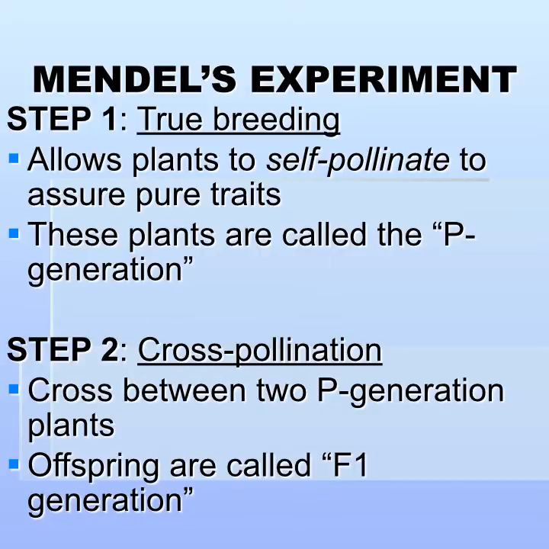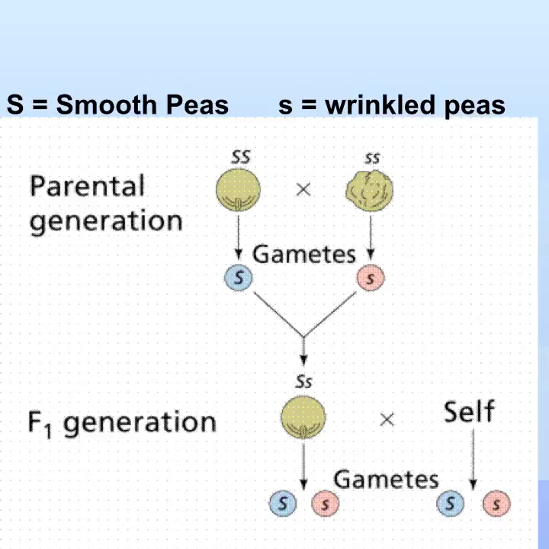So he allowed the true breeding for many, many generations to ensure that he had a pure line of dominant and recessive parents. Then he crossed them, the dominant against the recessive, forced that cross, called the F1 generation. In this case, we have the smooth peas we're using as an example. Smooth peas are nice and round. They're dominant. Wrinkled can only happen when it's little s.